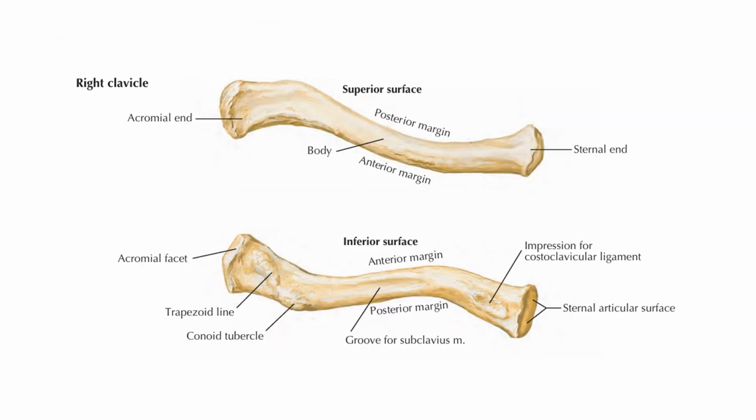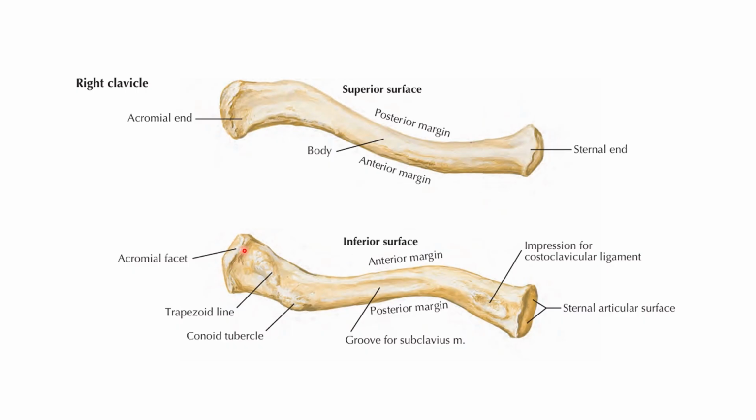So here is a pictorial view. So here we have the acromial end. Then we have the sternal end. Sternal end is the medial end. Then the acromial end is the lateral end. Then we have the body or the shaft. So this is the posterior margin, this is the anterior margin. This is the superior surface, this is the inferior surface.